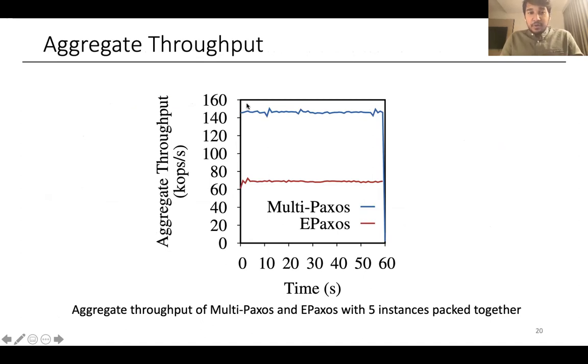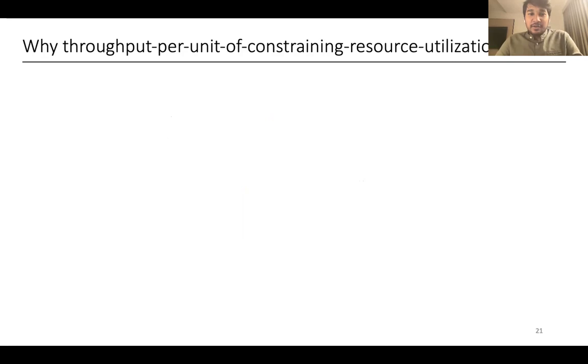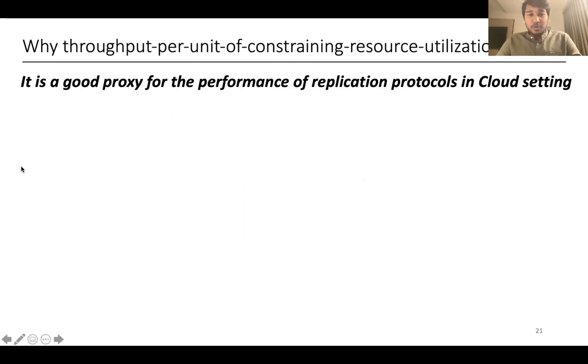So for the same experiment, we now show the aggregate throughput of all the instances per second over the course of our experiment. And we see that multi-Paxos ends up achieving twice the throughput of ePaxos. And this is due to high resource efficiency. But how do we actually estimate this performance impact on cloud just due to resource efficiency? So this is where our metric comes into play. Our metric, throughput per unit of constraining resource utilization, acts as a really good proxy for the performance of replication protocols in a cloud setting.